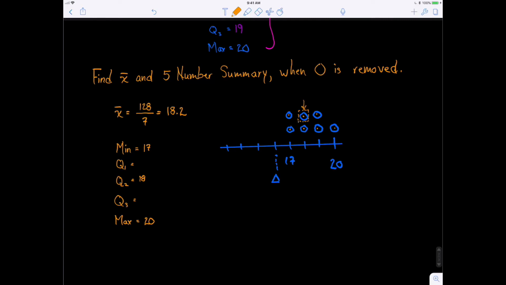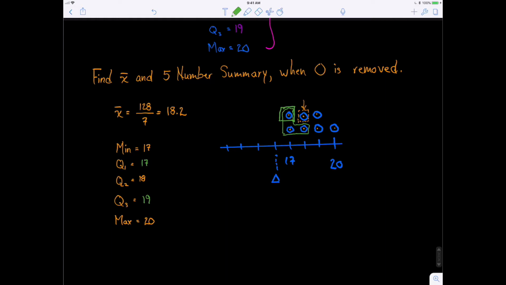Then, notice now I have 3 values in my lower half, so let's try another color to keep track. So I'm looking at these 3 dots here for my lower 50%, and to divide 3 evenly, the middle value, that would be the second, and so right here, that is Q1, which is 17. And if you do the same process up above, you'll find that Q3 is 19.